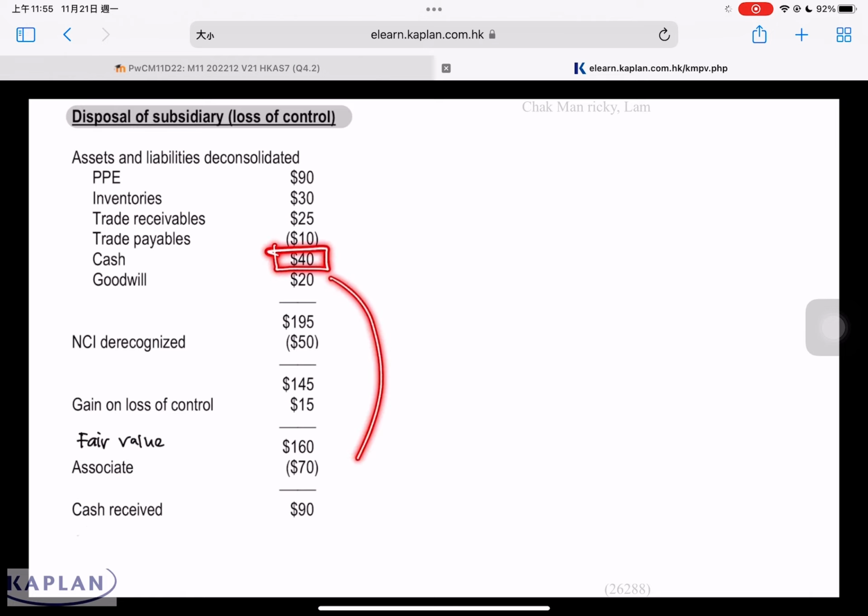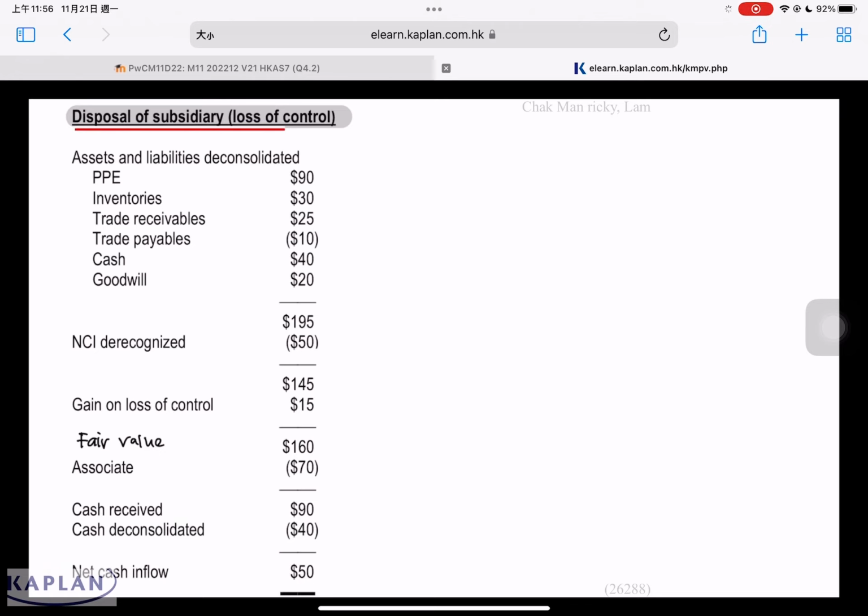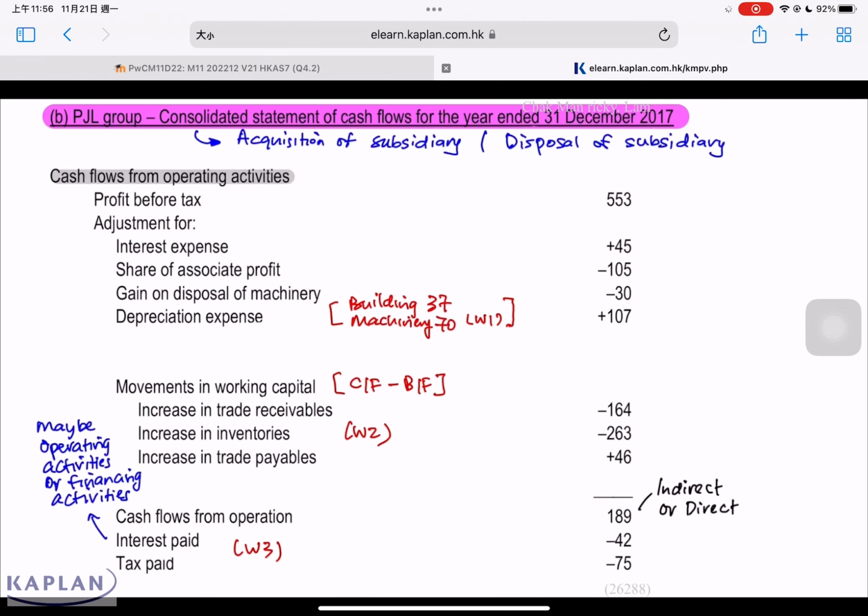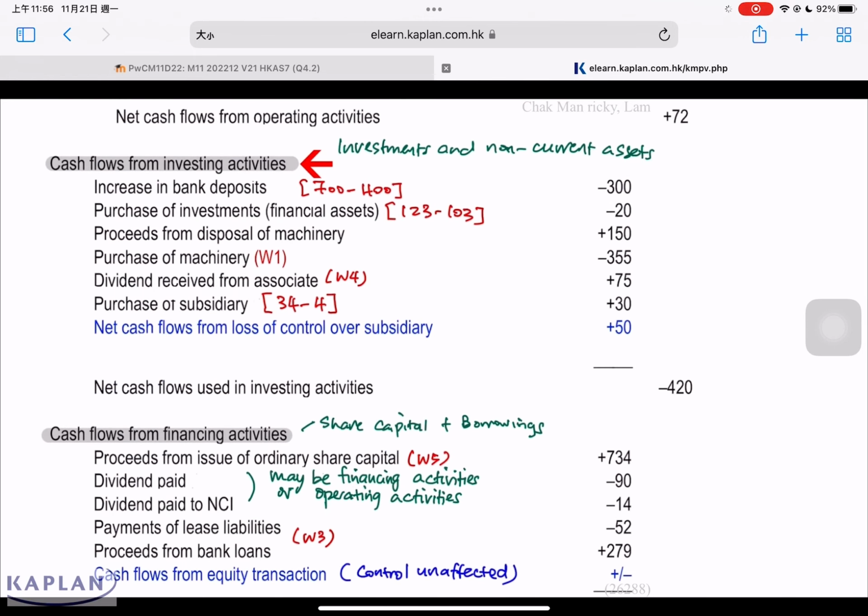Do not forget you have this cash deconsolidated. This is a cash increase, then there's a cash decrease. Cash derecognized or deconsolidated is equal to 40. This is the net cash flow to the group, $50. This is the disposal of subsidiary. How does this affect our statement of cash flow? When you prepare the statement of cash flow using the indirect method, this gain must be removed from operating activity. You must remove the gain on disposal of subsidiary, $15. This $15 is considered a non-cash item. For investing activity, there should be a cash receipt, $50. So this is the effect.